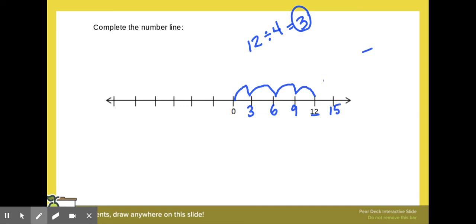When I go negative to the left, I'm doing the same scale. -3, -6, -9, -12, and -15. And that would be how you could find out the scale.